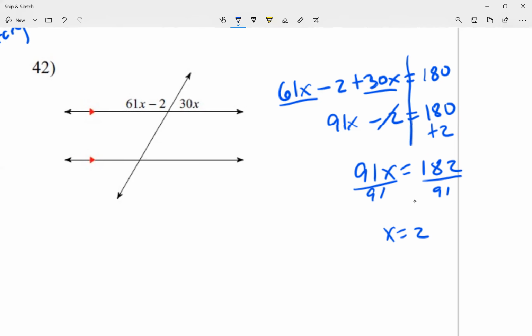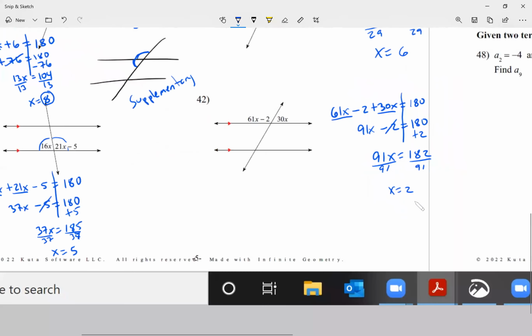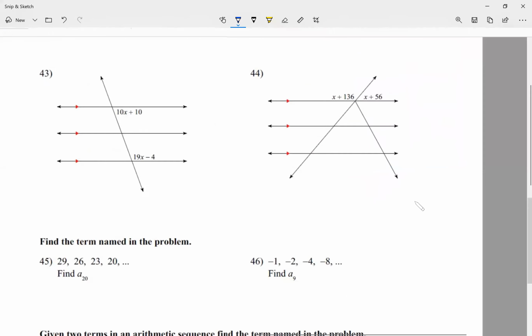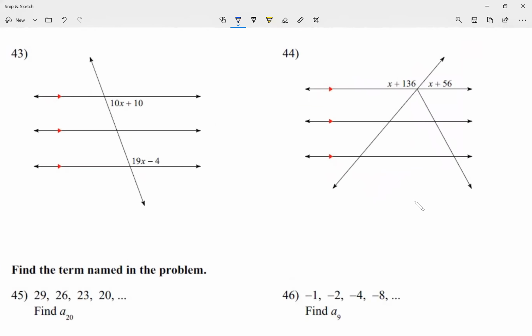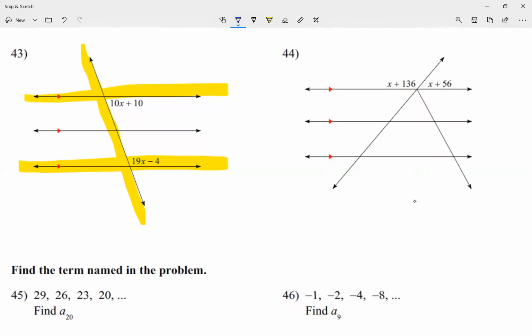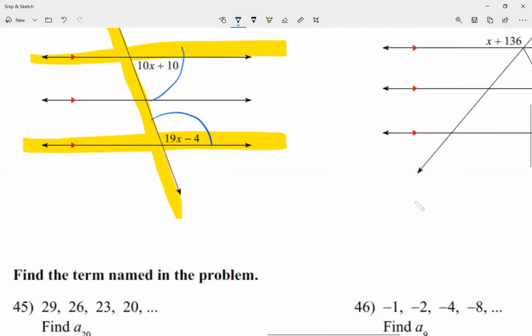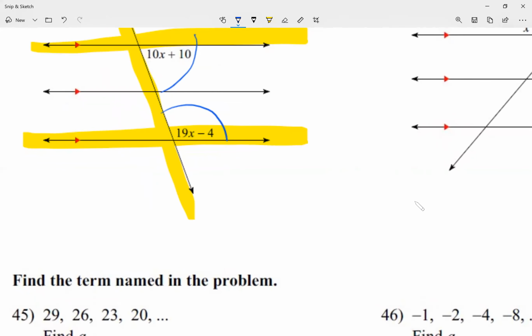Now, 43 and 44, the bottom of your page, in my case is up here. I'm going to have extra lines. In reality, I want you to pay attention to these two parallel lines and this transversal. Now, these two angles are same side interior, so that means they're supplementary. I'm just going to add everything. 10x plus 10 plus 19x minus 4, and all this is equal to 180.